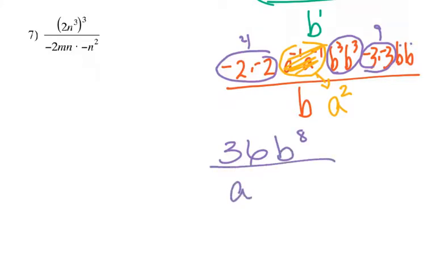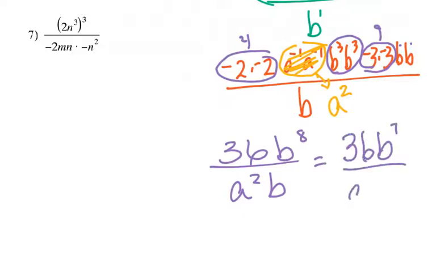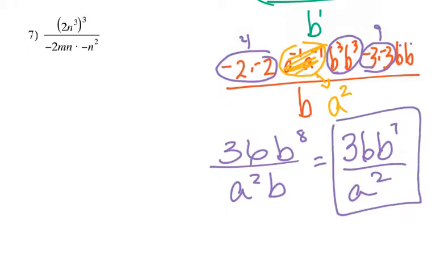Over, and then in alphabetical order, a squared b. I'm not done because I have b's on both top and bottom, so I need to simplify that. So how many extra b's do I have, and where are they? I have more b's on the top than I have on the bottom, and how many extras do I have? I have 7. And so this is my final answer.